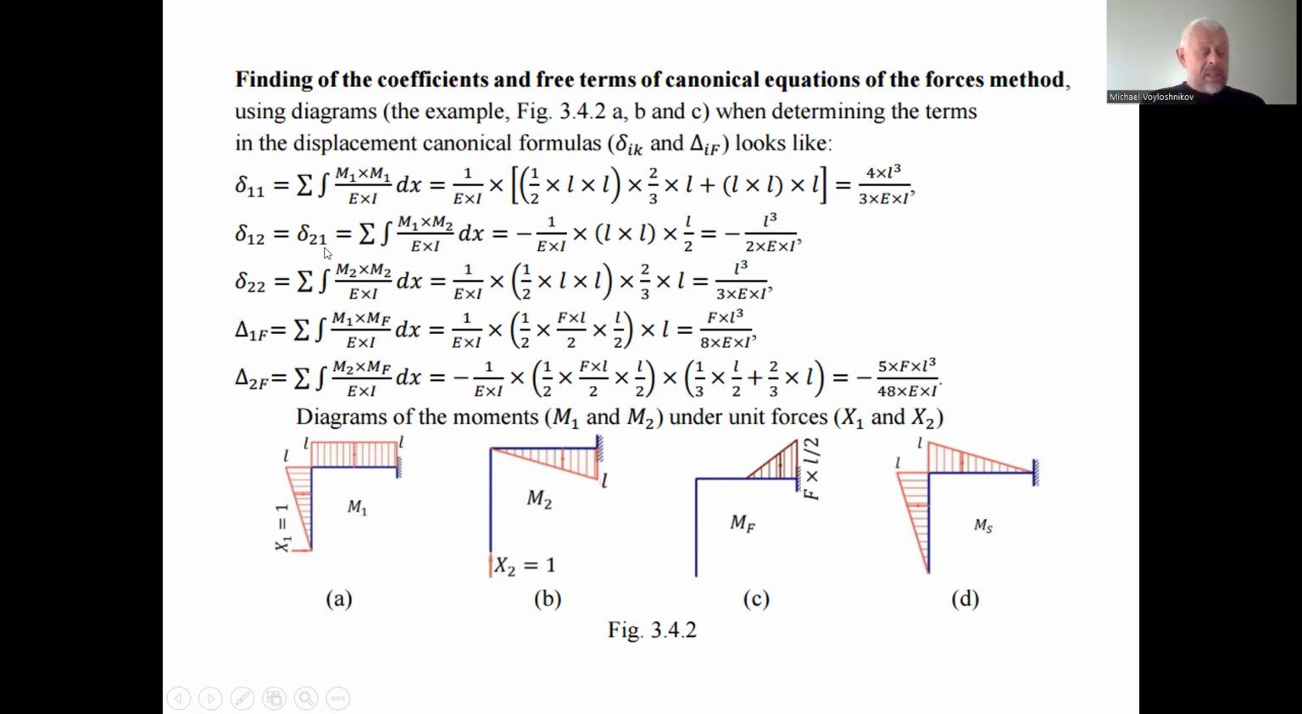This is the theorem of the reciprocity of the displacement. So the displacement in one direction and the force in the second direction equal the displacement in the second direction and the force in the first direction.